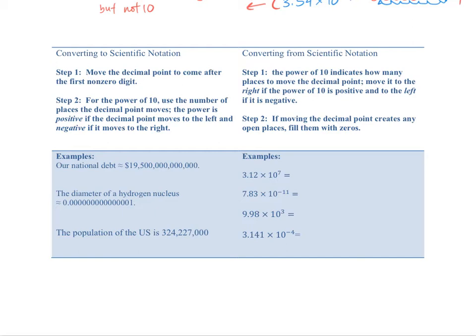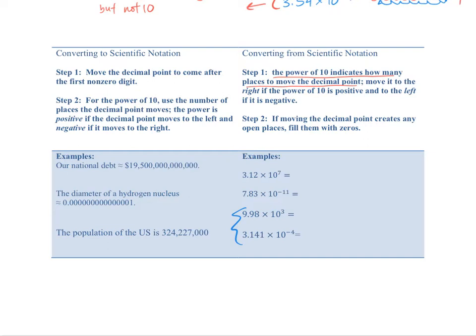So just to get some more practice here, step 1, the power of 10 indicates how many places to move the decimal point. You move it to the right if it's positive, you move it to the left if it's negative, just like I did up in this example up here. If moving the decimal point creates any extra open places, fill them with zeros. So just a very quick couple examples, and then you can try these two down here.